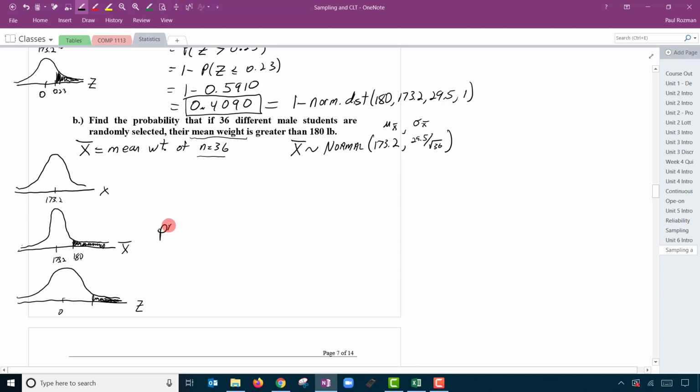Probability that the mean is greater than 180, which is the same as the probability that z is greater than, and now we need to do the conversion. That's 180 minus 173.2 over sigma, which is 29.5, and the square root of n, which in this case we took a sample of 36. So in this case we're doing z greater than 1.38. And I hadn't drawn it on my picture yet because I didn't know what it was.